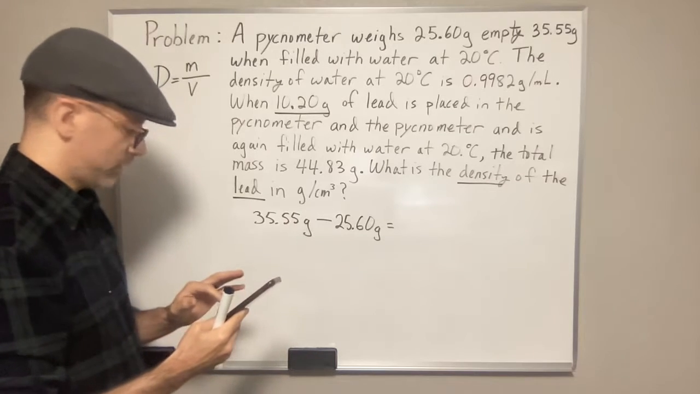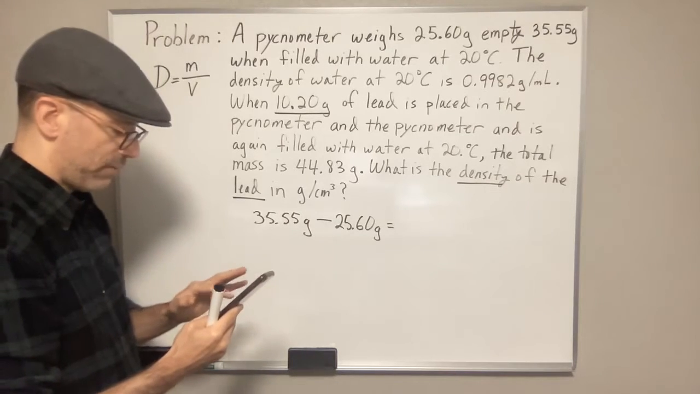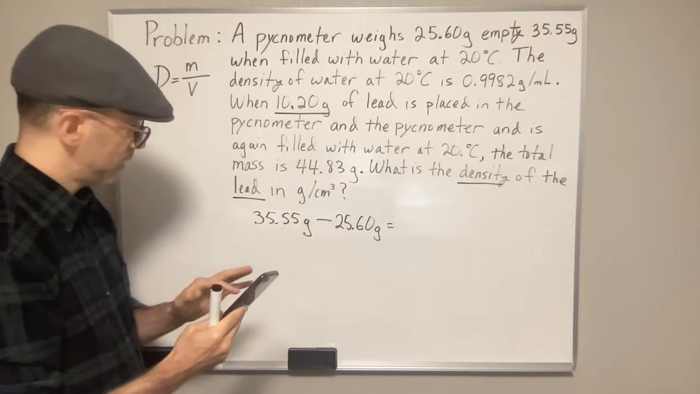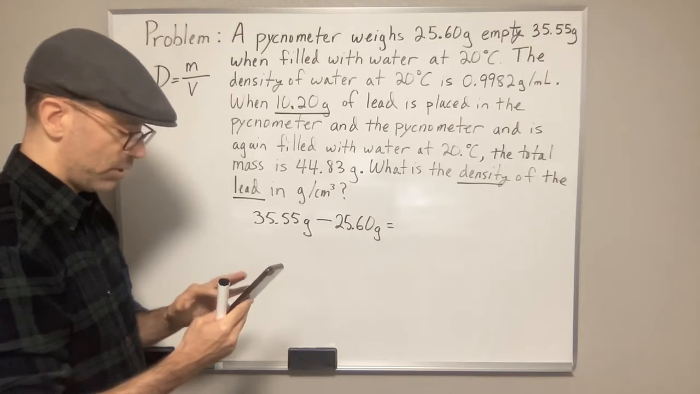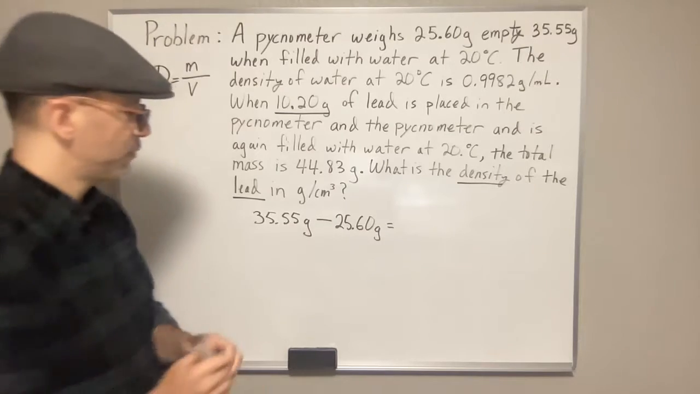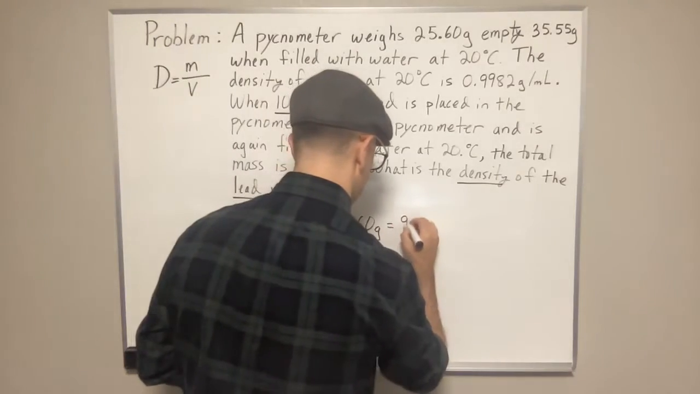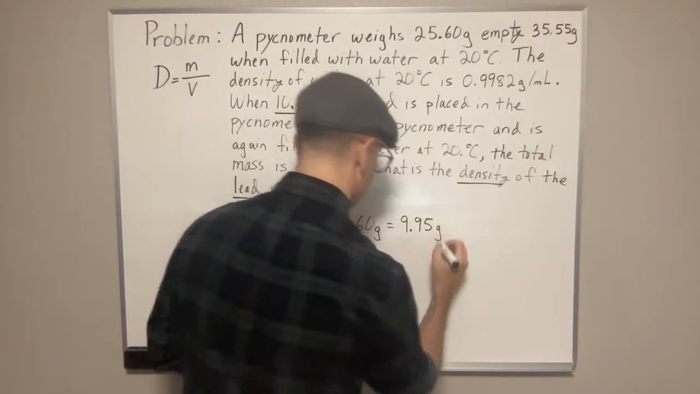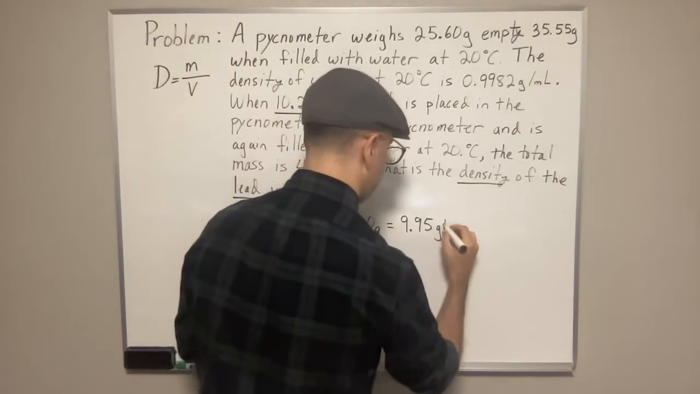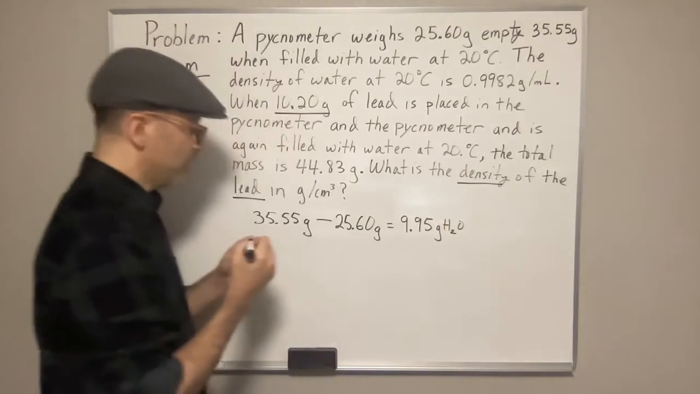All right, so we're going to take 35.55, subtract 25.60 equals, and you get 9.95 grams. So we get 9.95 grams, and that's of the water, H2O.